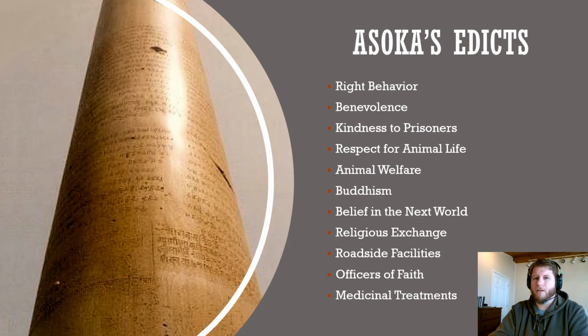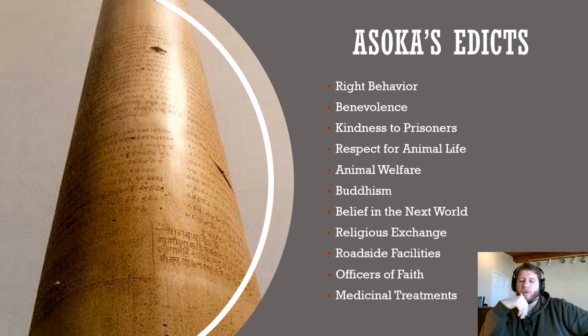We'll look at some edicts of Ashoka here. These should look familiar to you: the right behavior, the Buddhism concepts. These are things that Ashoka spread. You erect these pillars and put these edicts out there, that people had to be kind. Kindness extended to your prisoners as well. Ashoka became a vegetarian and was concerned about animal welfare and the respect that animals deserve.